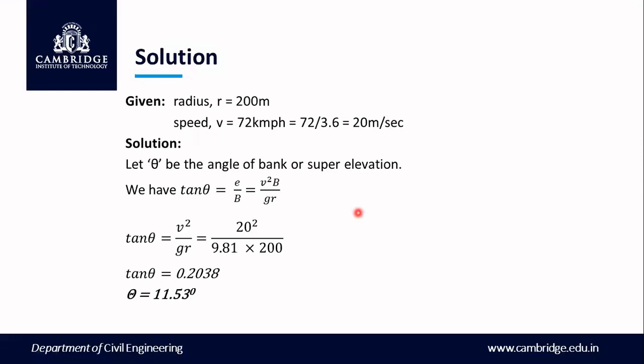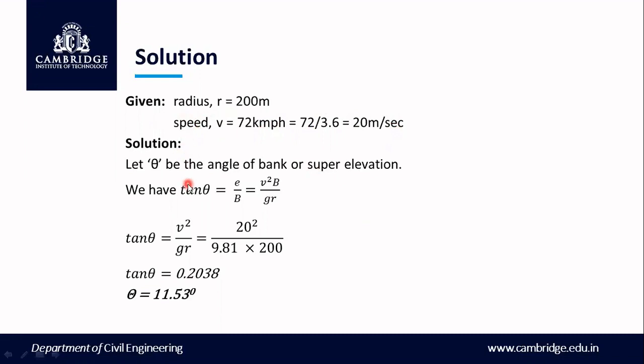They have given you the radius, that is r is equal to 200 meter. Speed is given, v is equal to 72 km/h. They have given in kilometer per hour, but we want it in meter per second. So to convert, you can go with any method. I'm dividing it by 3.6. So I get it to be 20 meter per second. So these two are given data.